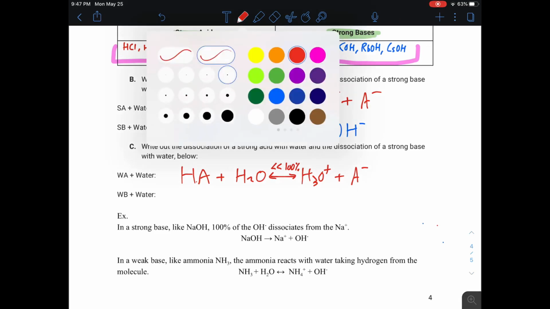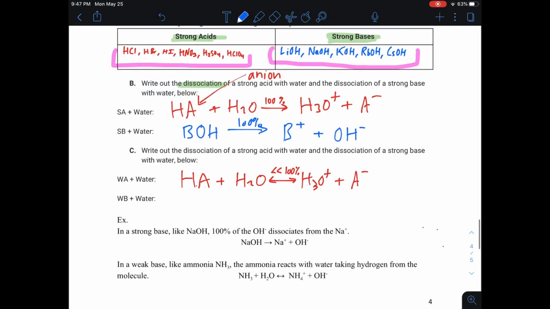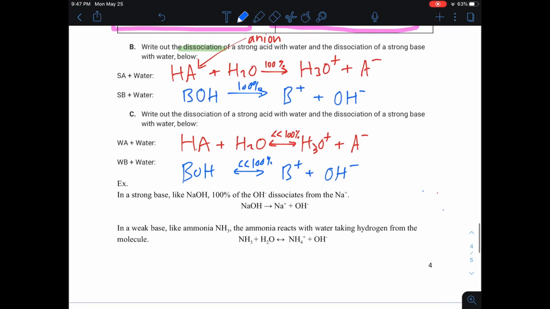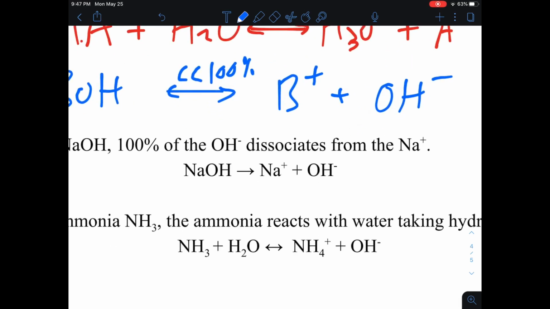Same thing goes for our base. Let's stick with the base hydroxide that I drew in the second one up there. So double-sided arrow, because a lot less than 100% of this is actually going to dissociate into our base ion and hydroxide ion. So to give you an example, sodium hydroxide is one of these strong bases.